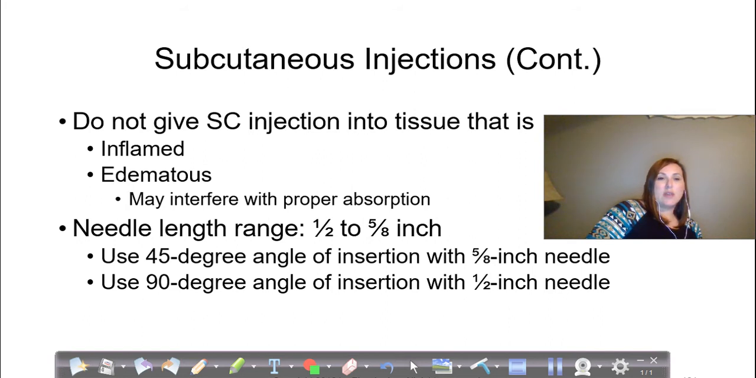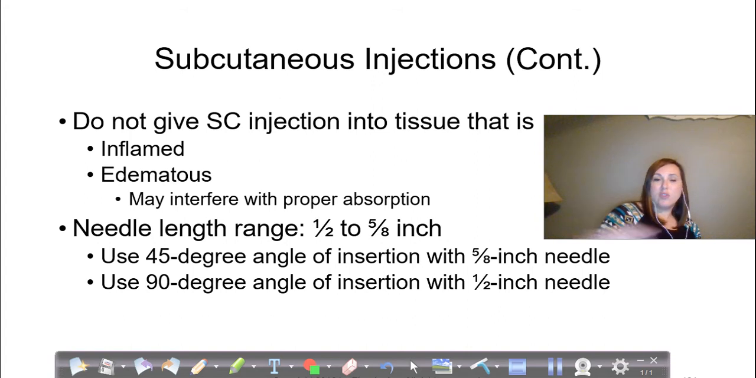You never want to give any injections into an inflamed or edematous area. It'll interfere with proper absorption. Edematous is swelling, so any swollen areas.